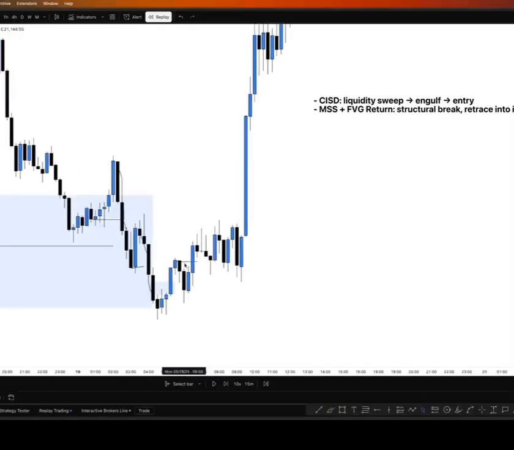Now, something else is happening right at this moment as well. And that is a market structure shift. Because if you notice right here, we took out this high and created a fair value gap through it. So at that time, you could enter the trade just based off that.